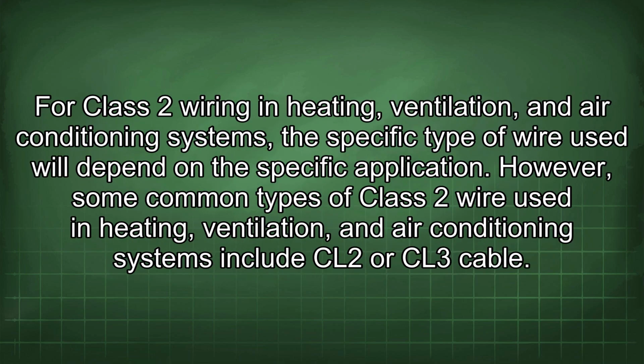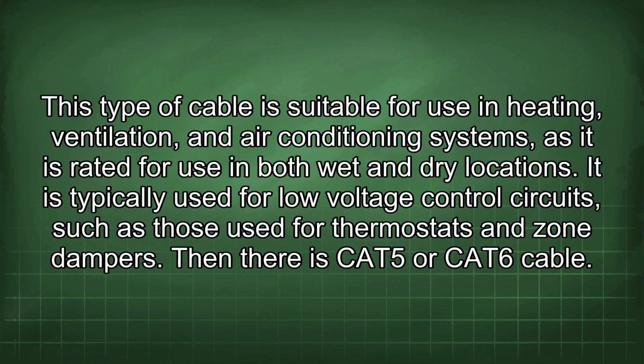For Class 2 wiring in heating, ventilation, and air conditioning systems, the specific type of wire used will depend on the specific application. However, some common types include CL2 or CL3 cable. This type of cable is suitable for use in heating, ventilation, and air conditioning systems, as it is rated for use in both wet and dry locations. It is typically used for low-voltage control circuits, such as those used for thermostats and zone dampers.